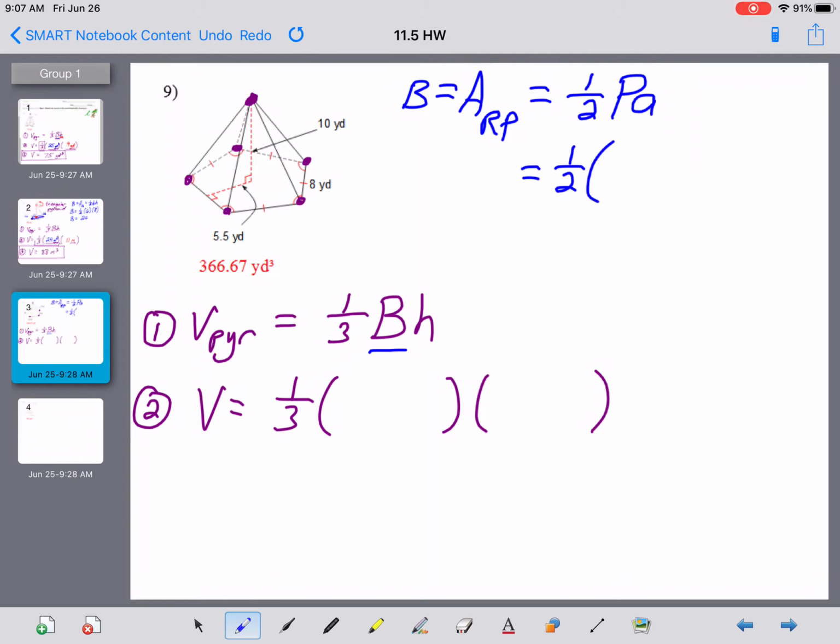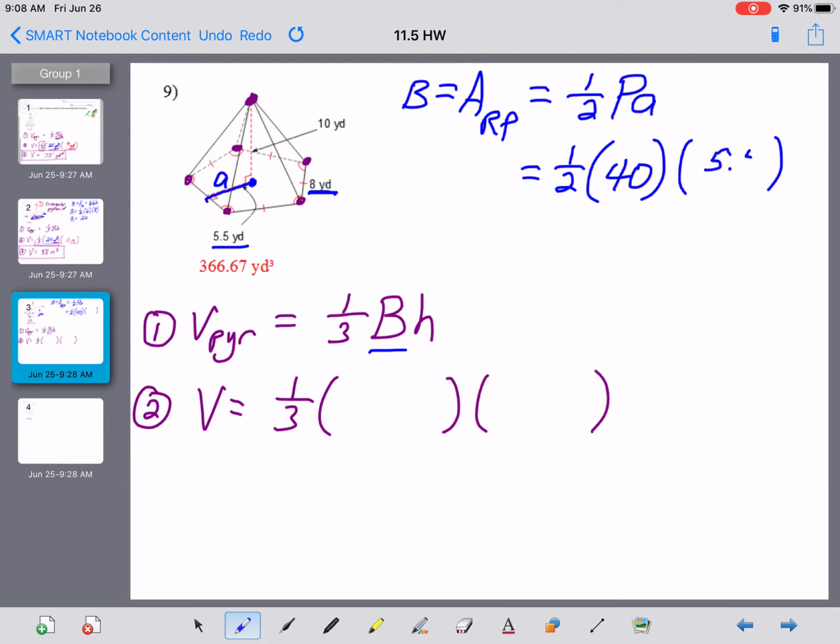To find perimeter, let's take a look at our base. 5 sides with tick marks, so they're all congruent, and each one of them is 8 yards. 5 times 8 is going to get us a perimeter of 40 yards, and that's capital P. A is apothem. An apothem, if you recall, is a segment that goes from the center of a regular polygon to the midpoint of one of its sides. There's your apothem, and they were nice enough here to give you that as 5.5 yards right underneath it there.